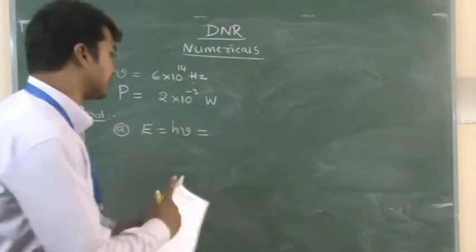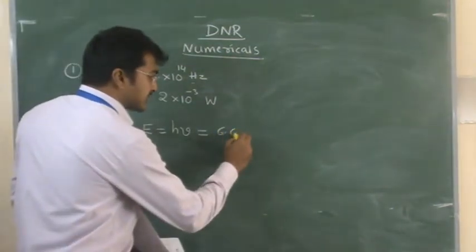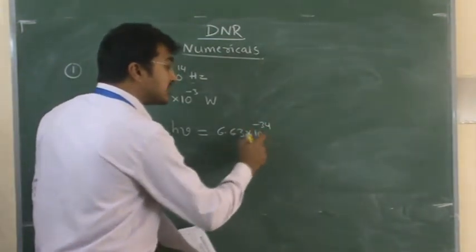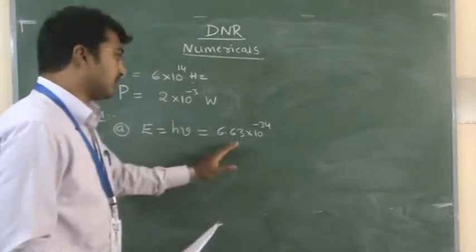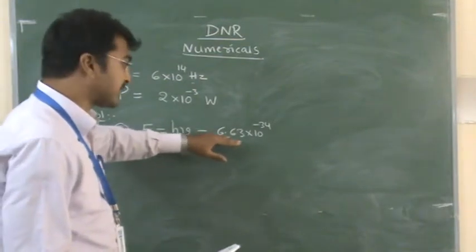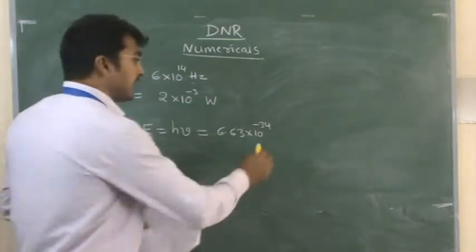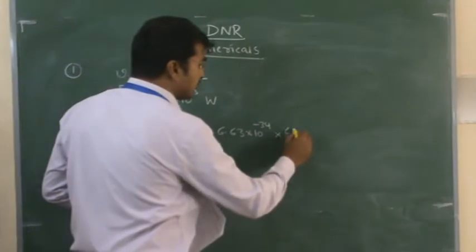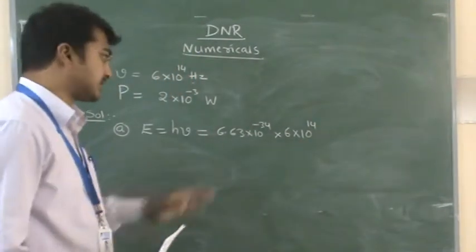We have the frequency, so what is the h value? The Planck constant we know very well: 6.63 into 10 to the power of minus 34 joule second. There is no need to write the unit, but we should know that the Planck constant value is 6.63 into 10 to the power of minus 34 joule second. And the frequency is 6 into 10 to the power of 14 Hertz.